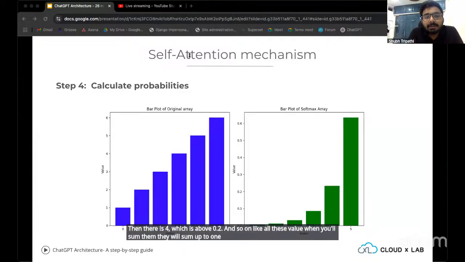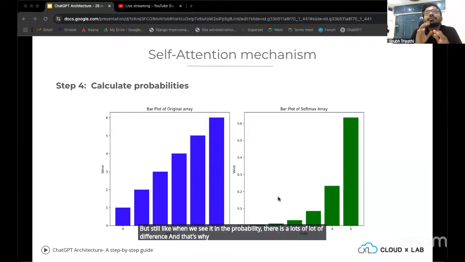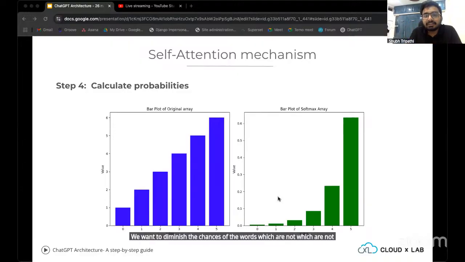The most interesting part was that there was not much difference between the 5 and 6 values in the original graph, but still, in the probabilities, there is a lot of difference. And that's why we generally do not use the normal probability computation. We instead rely on softmax, because this is what we want. We want to diminish the chances of the words which are not likely to be the next word in the sequence, and we want to maximize the probability of the words which have a chance of being the next word in the sequence. So that's why we use softmax.